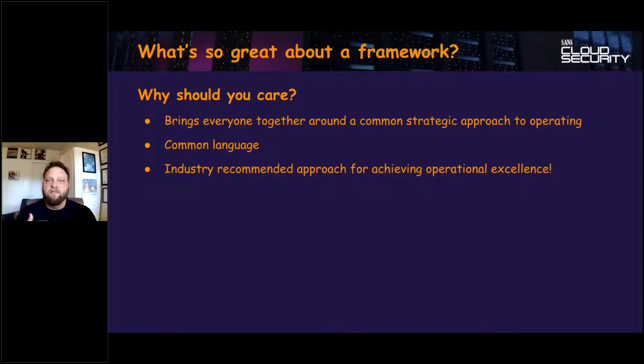Also, they provide a common language for all the various stakeholders. So everyone involved, whether technically or leadership, strategically, the business, we want to make sure that we're using the same common language when we talk about stuff. And again, the last great thing about a framework is they're backed by the industry as a recommended approach for achieving excellence. So again, you'll see me say that word excellence quite a bit.